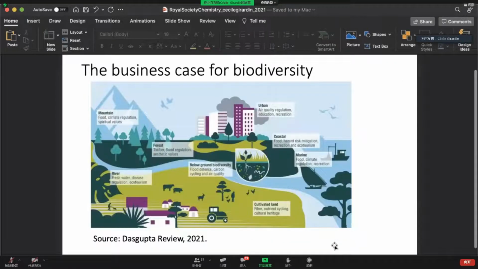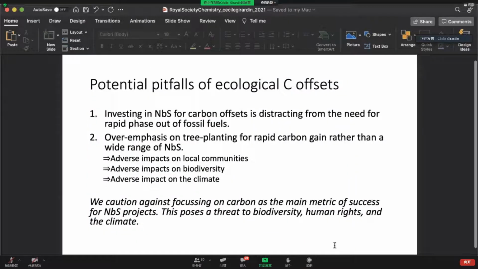There's a strong business case for biodiversity. If you read the Dasgupta review, you will see that biodiversity underpins business in many, many ways. And in recognition of this, in 2021, last summer, the G7 met in Cornwall and backed the introduction of the Task Force for Nature-Related Financial Disclosure. And this means that businesses from 2023 will need to report their impact on nature as well as their impact on climate, which they've been doing since 2015. But when we're talking about nature-based solutions, there's a potential to rapidly go into the conversation of carbon offsets.